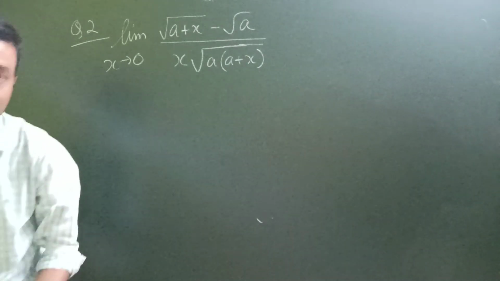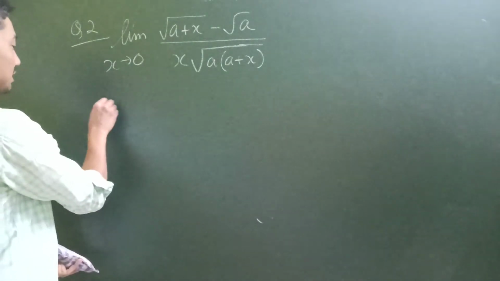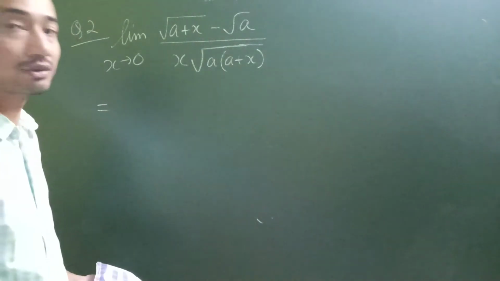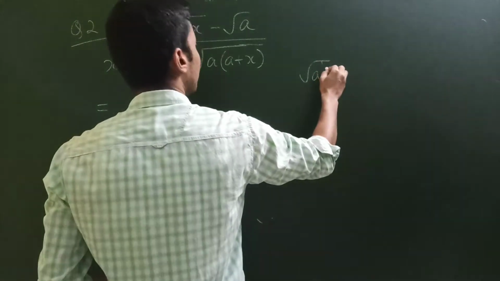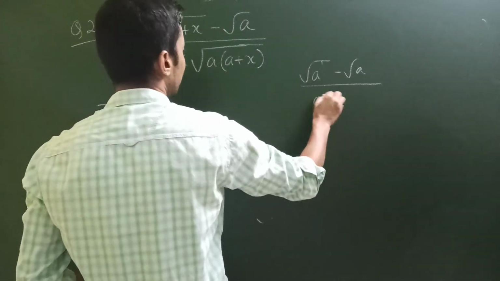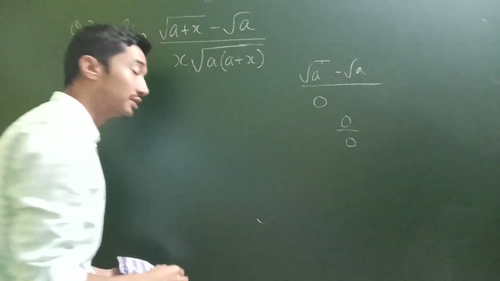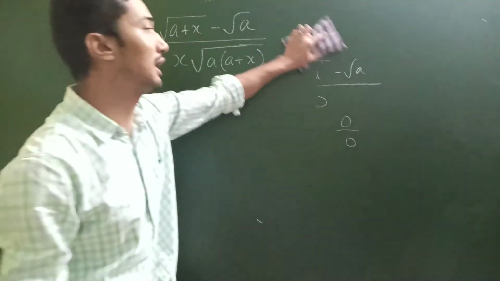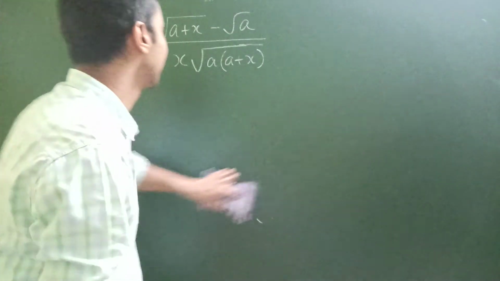So now let's see, if we use the value of x equal to 0 directly, what do I have? A plus 0, that's root a minus root a upon, this is already 0 because x into 0. So what we have here again is 0 by 0. So that means here also we will have to simplify. So now let's see how we can simplify.